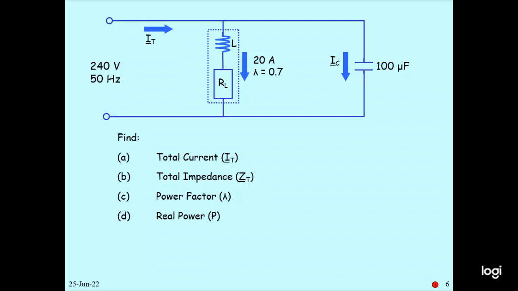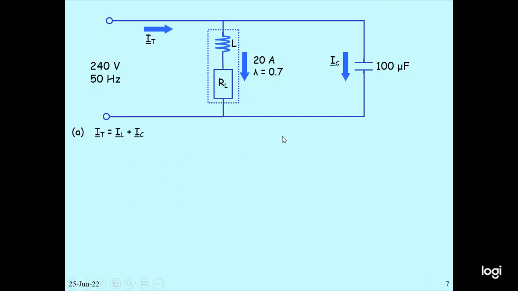In this case, a resistor and an inductor are connected in series. The current flowing into the resistor-inductor branch is 20 ampere at a power factor of 0.7. The current flowing to the capacitor is IC. The capacitor value is 100 microfarad. They are connected to a 240 volt, 50 hertz supply, and the supply current is IT. You have to find the total current IT, the impedance ZT, the power factor, and the real power P.